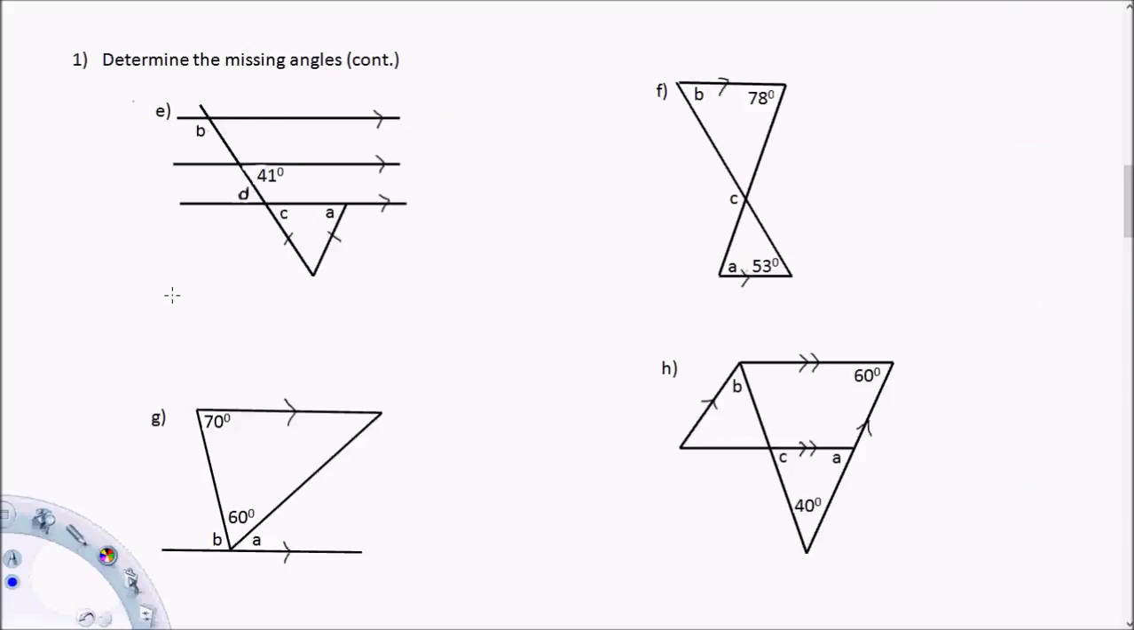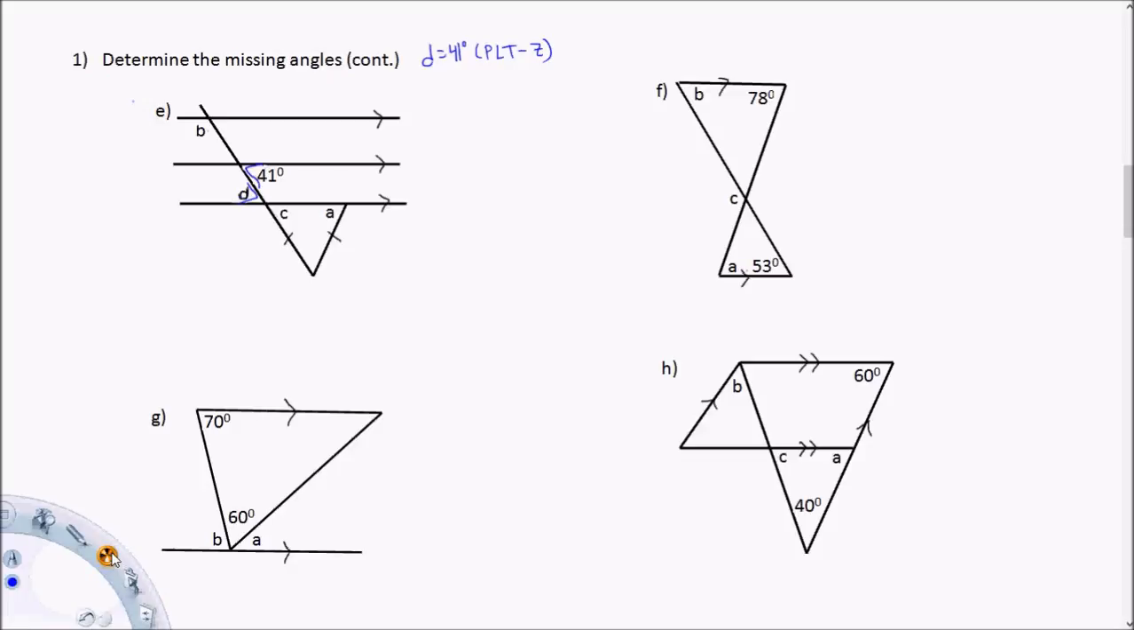So let's continue with question 1 here, and these are the last 4 for the video. So let's start with E. We want to determine these missing angles, and we're given this angle right in here. So right away we see that there is a PLT-Z pattern right in there. So D is equal to 41 degrees because of PLT, the parallel line theorem, Z pattern.